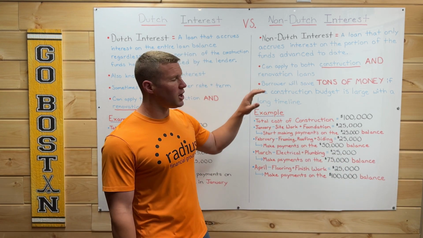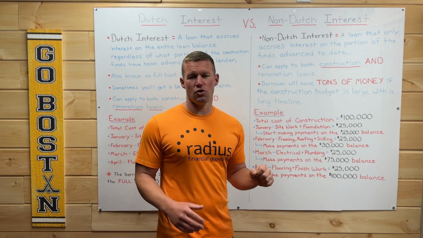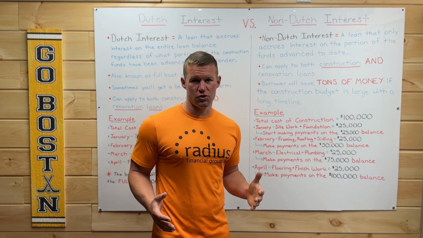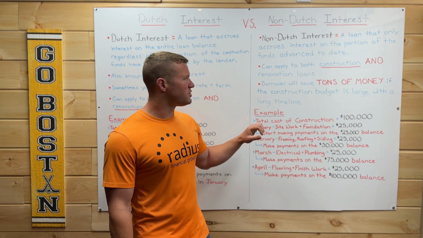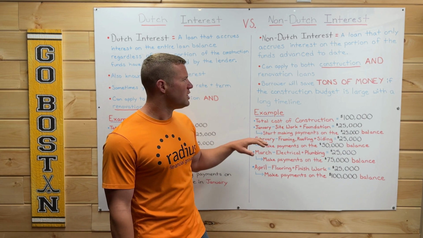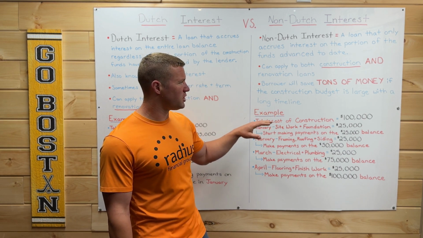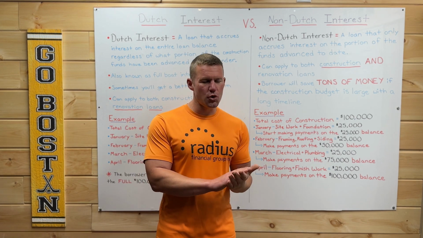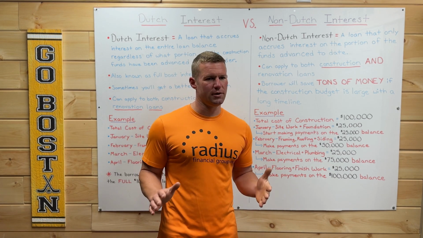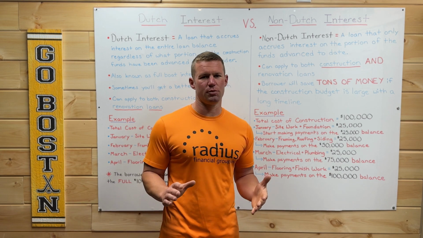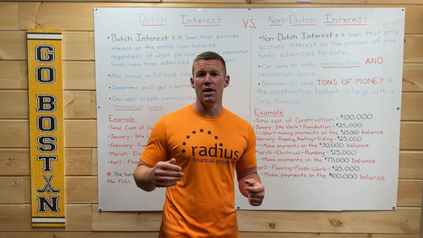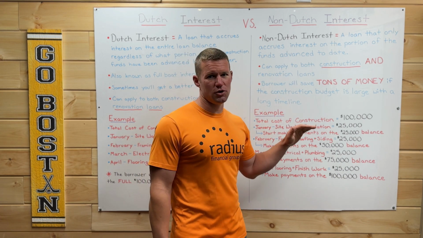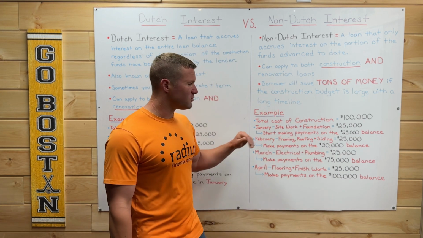If the borrower does elect to go with non-Dutch interest, or if the lender allows the borrower to use non-Dutch interest, this is going to save the borrower tons of money if the construction budget is large with a long timeline. So if you're doing a really big project, like a really big house, and it's going to cost a lot of money and take a lot of time to build, you are going to save a lot of money by using non-Dutch interest. All right, so here's the example.